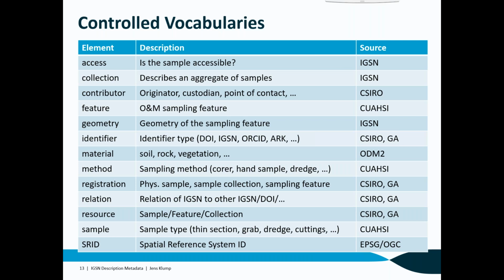The nature of the collection, describing an aggregate of samples as well. But then the sampling feature goes back to the Observations and Measurements standard, where we source this vocabulary from CSIRO. The material type, whether it's soil, rock, vegetation, etc., is ODM2, which also comes from CSIRO. So similar with the methods. Spatial reference ID, on the other hand, we source from EPSG, OGC and so on.